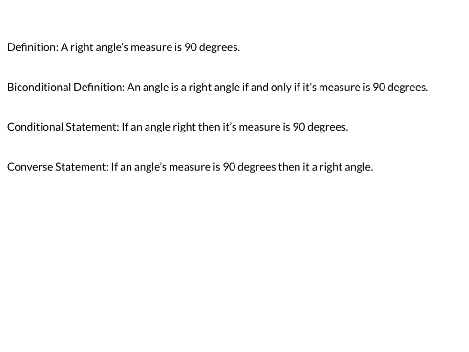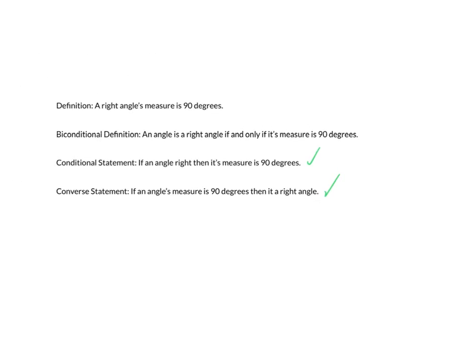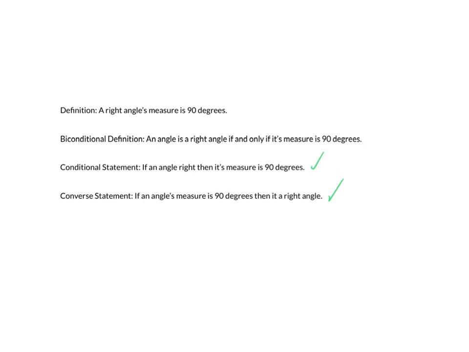We need to make sure that both the conditional and the converse are true. If an angle is right, then it measures 90 degrees. That is a true statement. All right angles must equal 90 degrees. If an angle's measure is 90 degrees, then it's a right angle. That is also true. If it's 90 degrees, it has to be a right angle. Since both the conditional and the converse were true, that biconditional definition is also true, which means our definition is good.